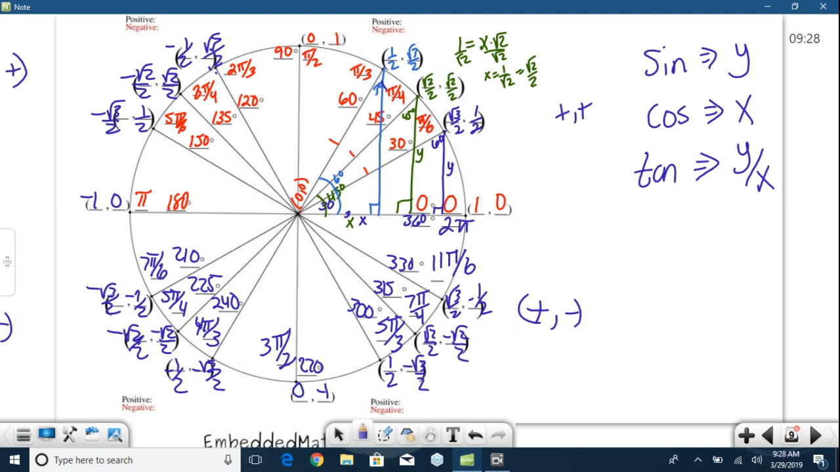Okay. What is the reference angle for 120? 60. Aren't the coordinates for 120 and 60 the same, just different signs? Okay. So if you can find the reference angle, you can apply the coordinates of the reference angle and change the signs appropriately depending on what quadrant it's in.